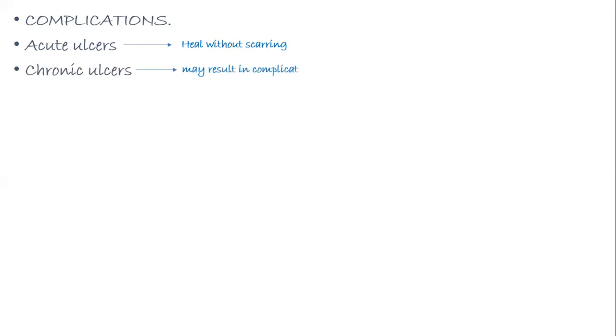Now we'll take a look at complications. Acute ulcers heal without scarring and they are not so severe. So chances of complications are less in case of acute ulcers. But chronic ulcers are severe and they may result in complications. The first complication is obstruction.